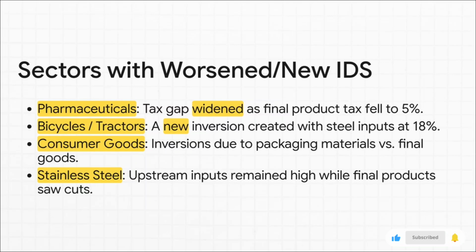And now for the other side of the coin, the sectors with new or bigger problems. In pharmaceuticals, the tax gap actually widened. For bicycles and tractors, a completely new inversion was created thanks to that 18% steel tax. And you even see it in consumer goods, where packaging materials are taxed higher than the products inside. The pattern here is the complete opposite. They cut the tax on the final product without touching the high tax on the inputs. That's the recipe for IDS.